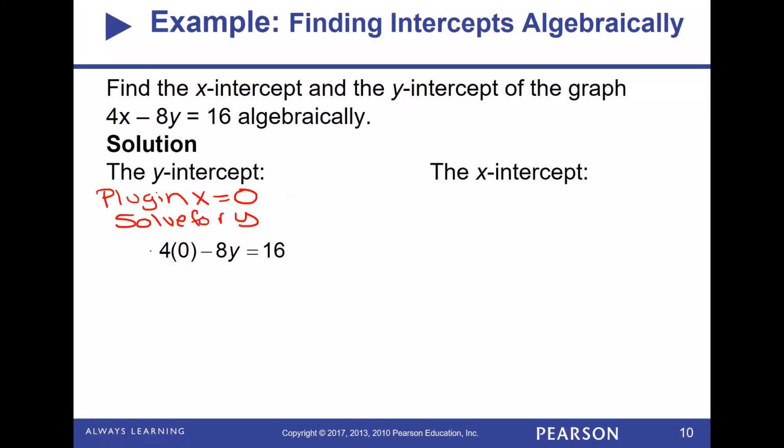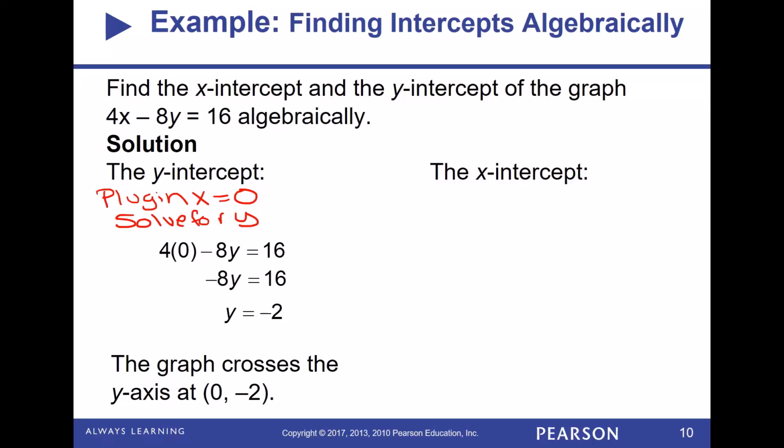Okay, so now let's solve for y. Well, let's start with 4 times 0, which is 0, and 0 minus 8y is going to give me a negative 8y there. So we have negative 8y equals 16. So I'm going to solve by dividing by negative 8 there, and we get y equals negative 2. So the beautiful y-intercept is the ordered pair x equals 0, y is negative 2, and there we have it. So let's do our x-intercept now.